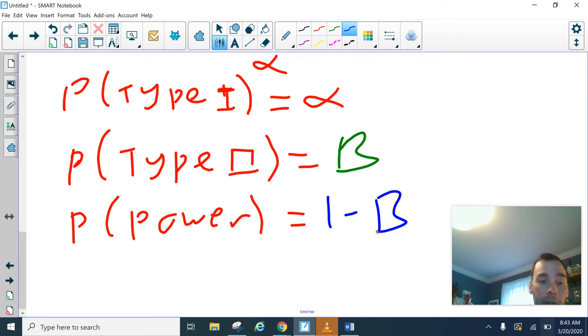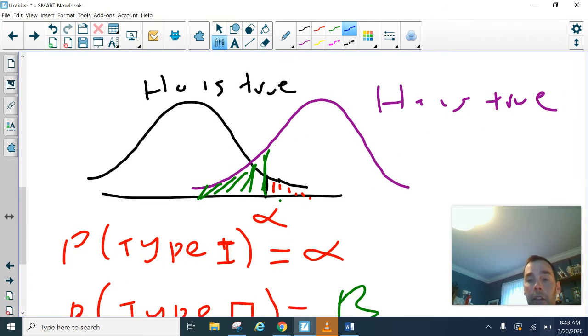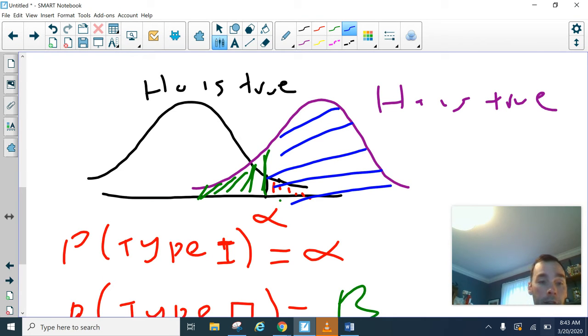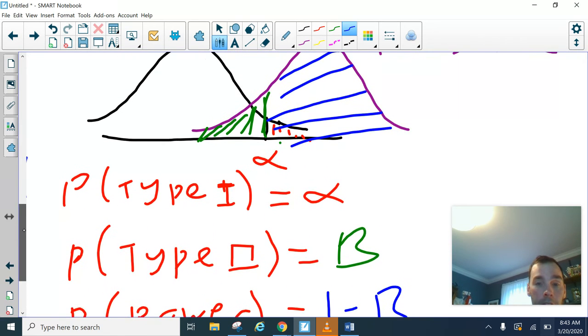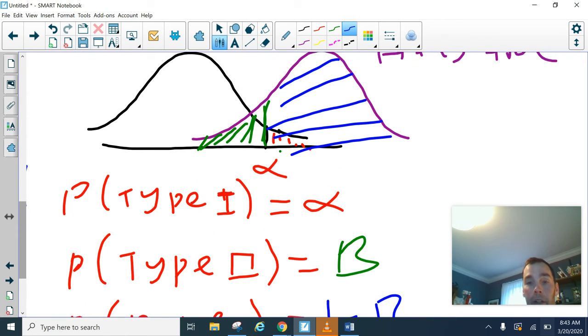So what power is a good thing. Power is the probability I reject the null when the alternative is true. So it's everything to the right of that green area in here. That blue area represents power. So those are 3 things: alpha, beta, and power.